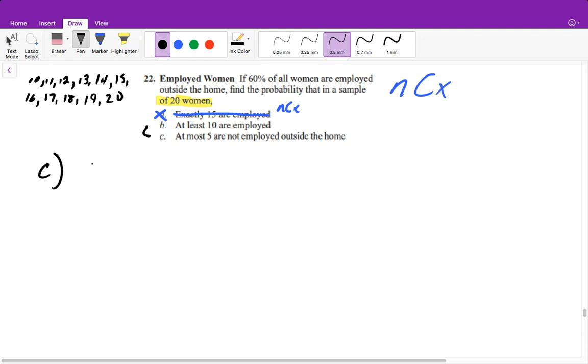All right, so for C, it's a little bit different. We still have to do our N, we still have to do our X, we still have to do our P, and we still have to do our Q. However, you have to actually do something a little bit differently than you did for B.